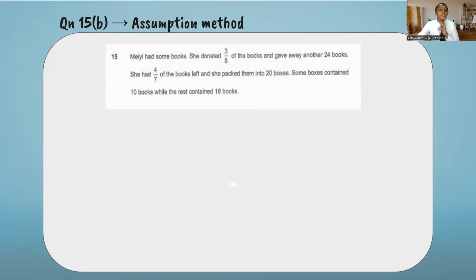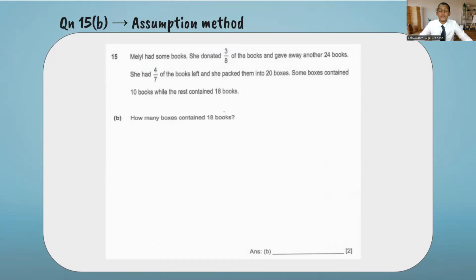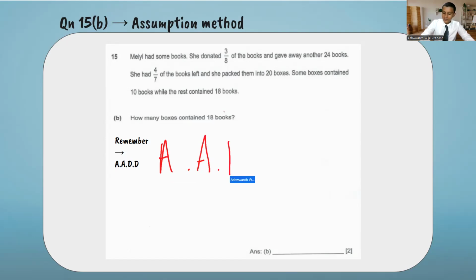So same question, this is part B. How many boxes contain 18 books? So part B is actually teaching us on the assumption method. So, while using the assumption method, this method is what I recommend everyone to use. It's called AADD. So, what does this stand for? Let me write it a little bigger. A, A, D, D. What does it stand for? Let me write it down, explain.